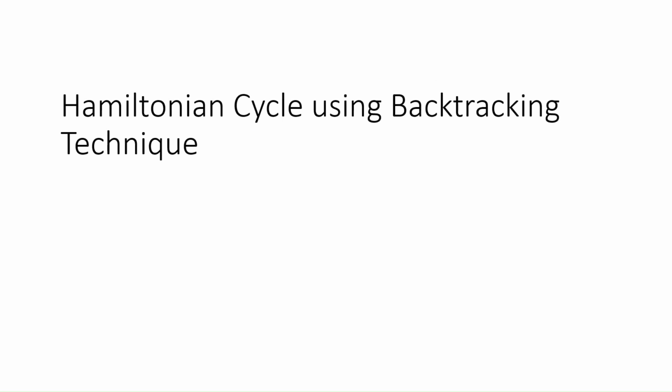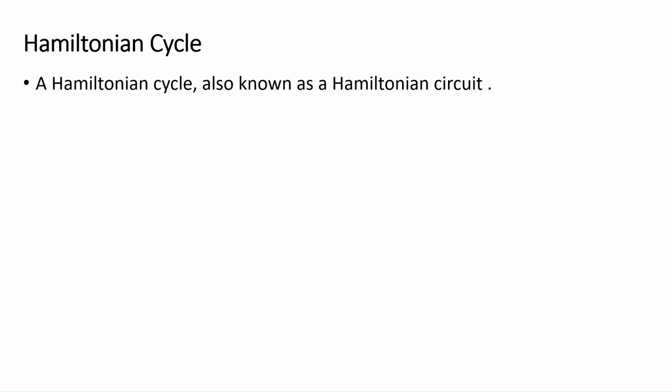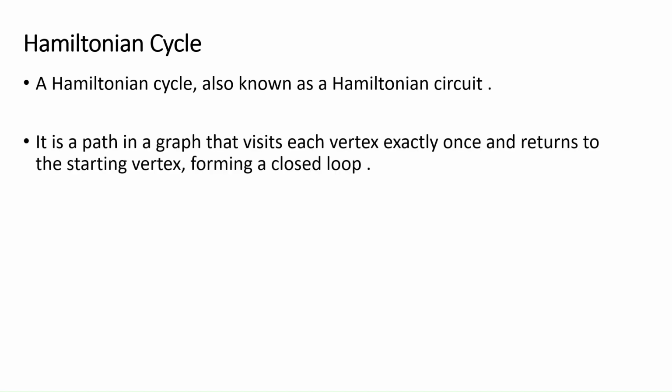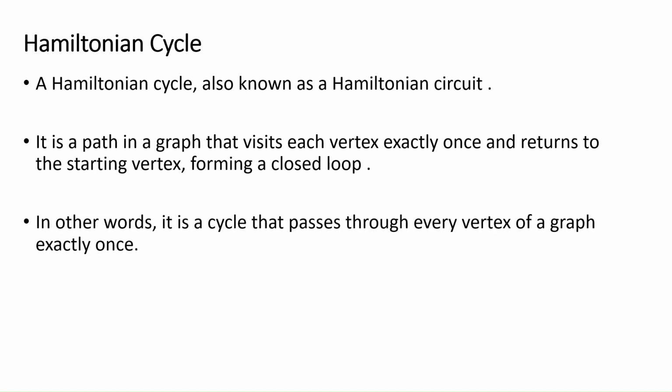Hamiltonian cycle using backtracking technique. Before going to the problem, let us discuss what a Hamiltonian cycle is. A Hamiltonian path in an undirected graph is a path that visits each vertex exactly once. A Hamiltonian cycle, also known as a Hamiltonian circuit, is a path in a graph that visits each vertex exactly once and returns back to the starting vertex, forming a closed loop. In other words, it is a cycle that passes through every vertex of a graph exactly once.